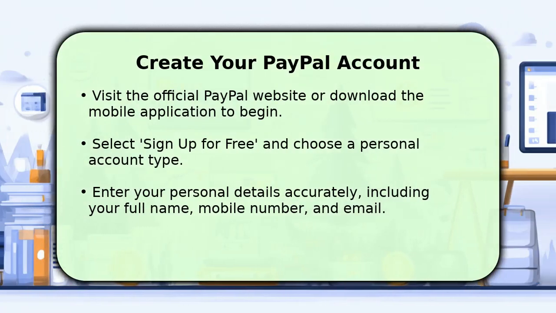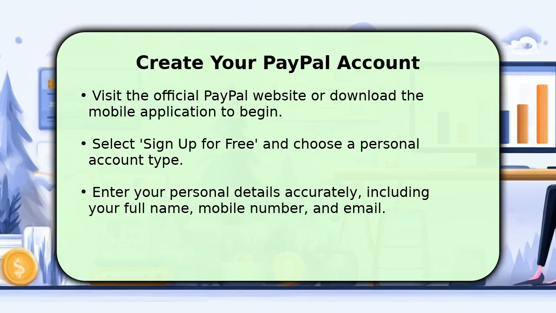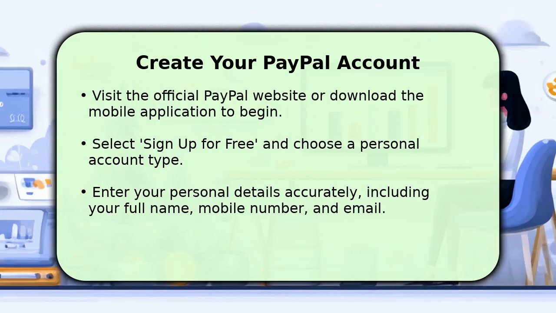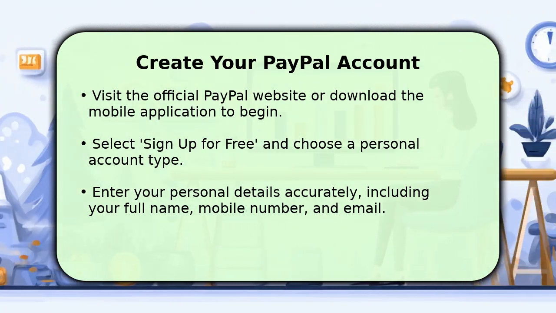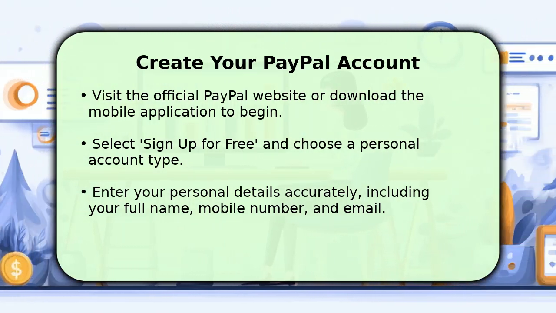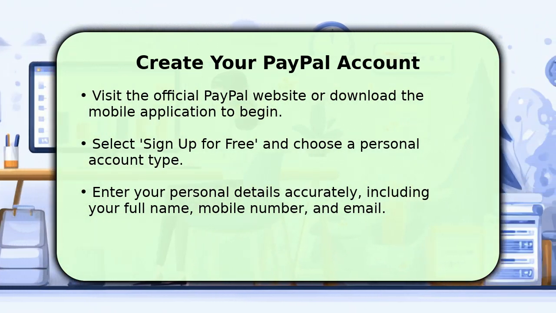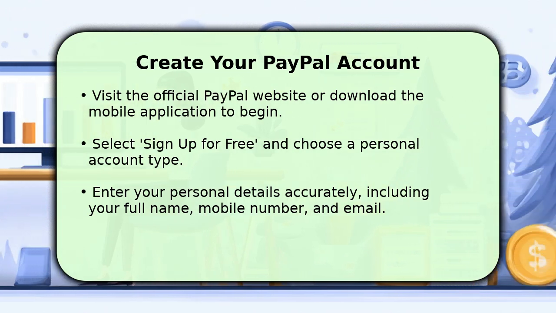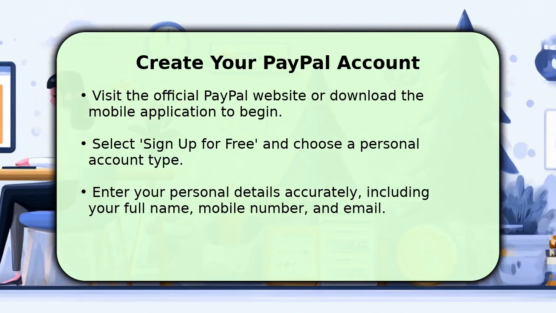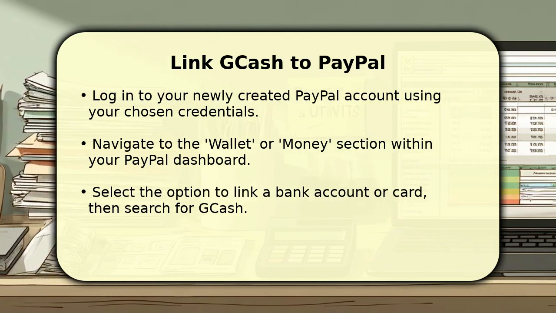To begin, open your preferred web browser and go to the official PayPal website, or simply download their convenient mobile application. Look for the Sign Up for Free button, then choose to create a personal account, which is typically what most users need. Carefully input your personal details, such as your complete name, your active mobile phone number, and the email address you plan to use. Be sure to craft a very strong password, combining letters, numbers, and symbols for maximum security. Always keep it unique. Once your PayPal account is set up, log in using your newly chosen email and password.